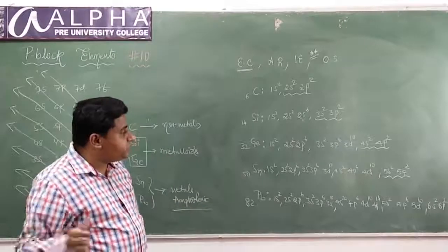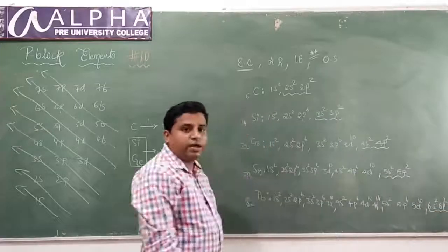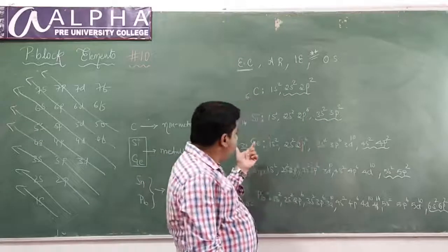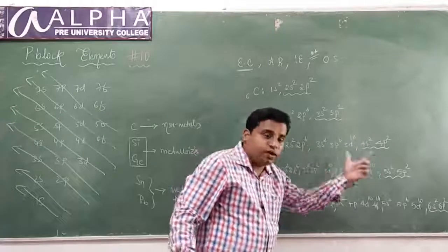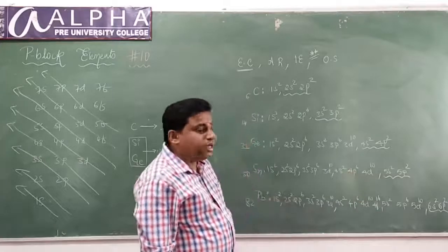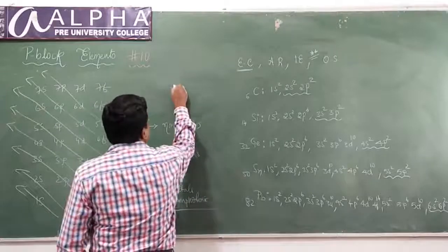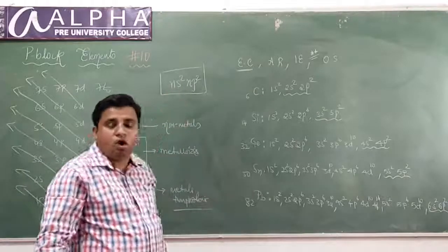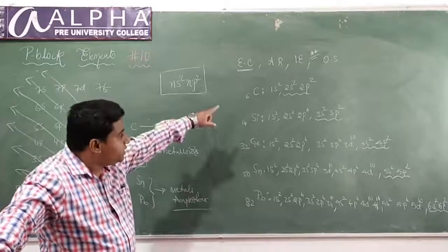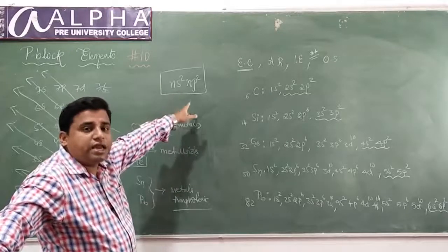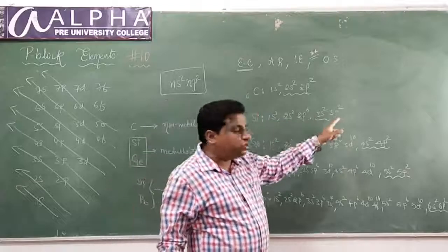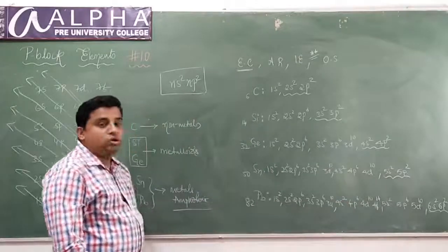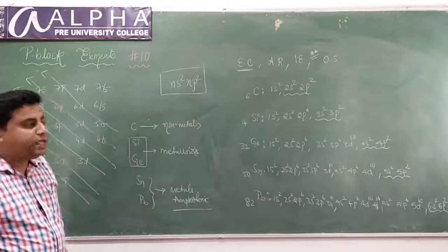Now observe the valence electronic configuration of these carbon family elements. For carbon it is 2s2, 2p2, for silicon 3s2, 3p2, for germanium 4s2, 4p2, tin 5s2, 5p2, and lead 6s2, 6p2. Therefore, can I write the general outer electronic configuration of these carbon family elements as ns2, np2? Yes, the general outer electronic configuration is ns2, np2. Hope you understood.